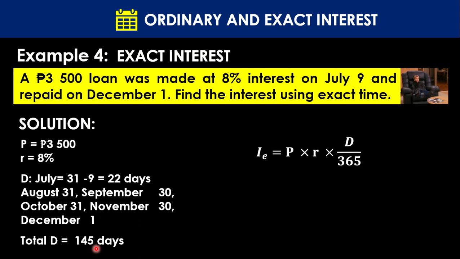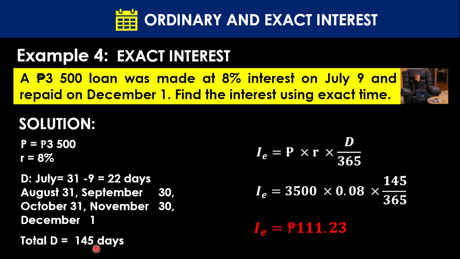Then let's substitute it into our formula. That is 3,500 times 0.08 times 145 over 365. Calculating that, our exact interest here is 111.23 pesos.